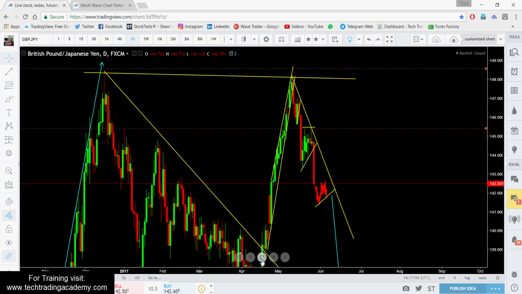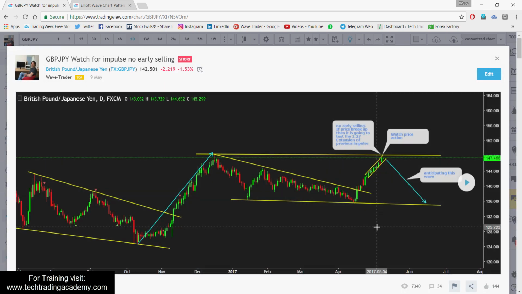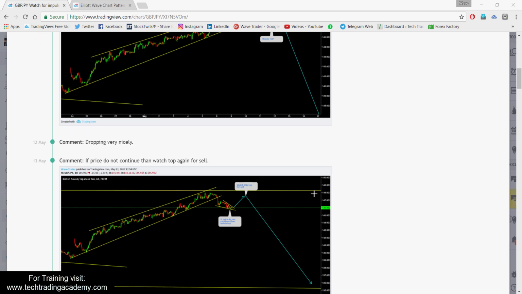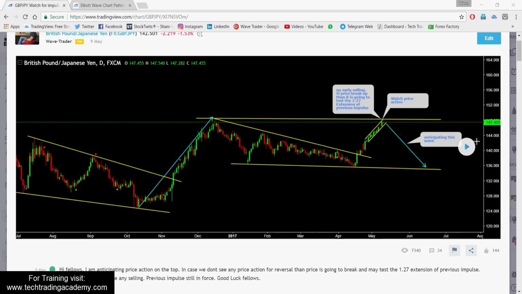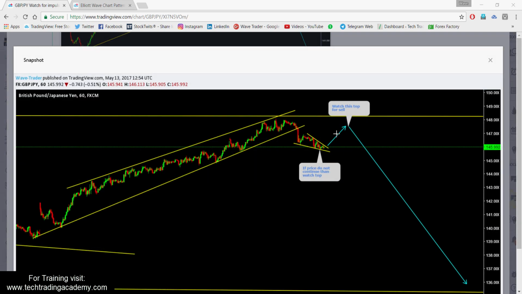Let me show you the first one. So that was the channel we were anticipating would break down. After that, we were anticipating a continuation formation. We have seen a reversal formation on a lower degree, and that reversal formation broke out. We were anticipating a double top and a sell somewhere here at that area, but price never went up to that area, and started to fall early.